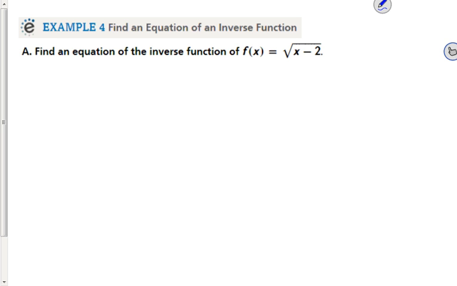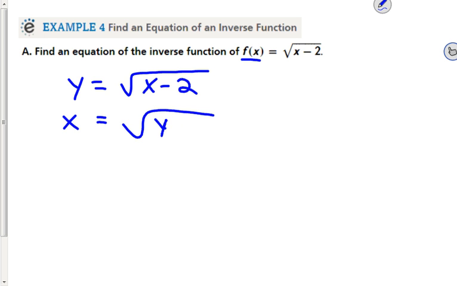Step 1 in the process is to rewrite the function as an equation. And that simply means replace the f of x with a y. The second step is to switch the x and the y. So it becomes x equals the square root of y minus 2. So the third step we know is to solve for y.